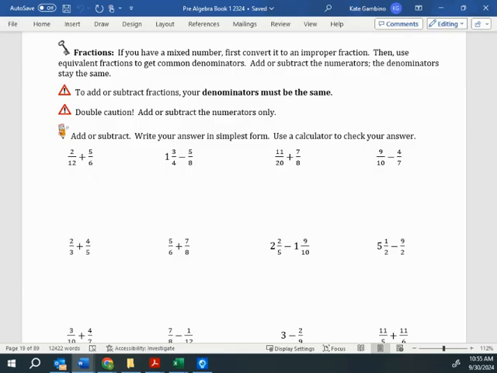Then use equivalent fractions to get a common denominator. Adding or subtracting fractions always have to have a common denominator. Whatever you multiply the bottom by, you multiply the top by. And then we add or subtract those numerators. The denominators stay the same. So your denominators, when we add or subtract fractions, must be the same. Double caution, add or subtract the numerators only. Okay, we don't add or subtract that denominator. Denominator stays the same.